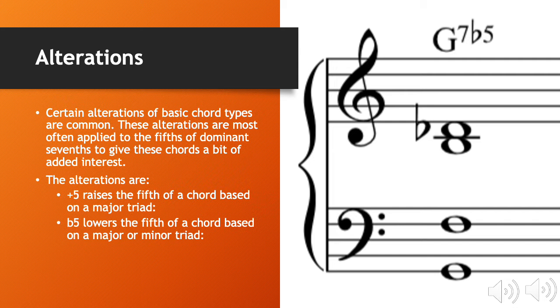Here's an example of G7 flat 5. First you'll hear the G7 flat 5, then you'll hear a G major triad, then a G dominant 7th chord, and then back to that G flat 5.